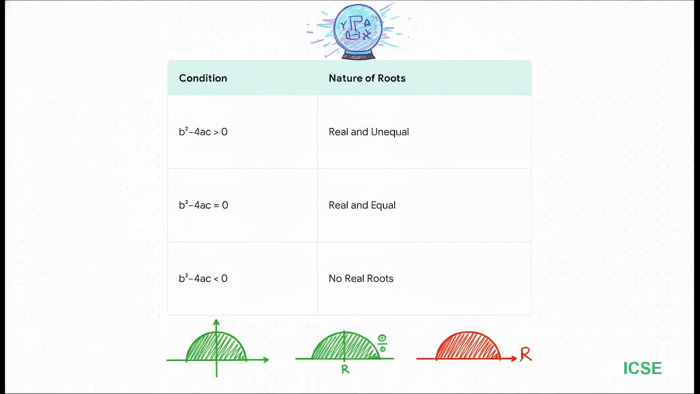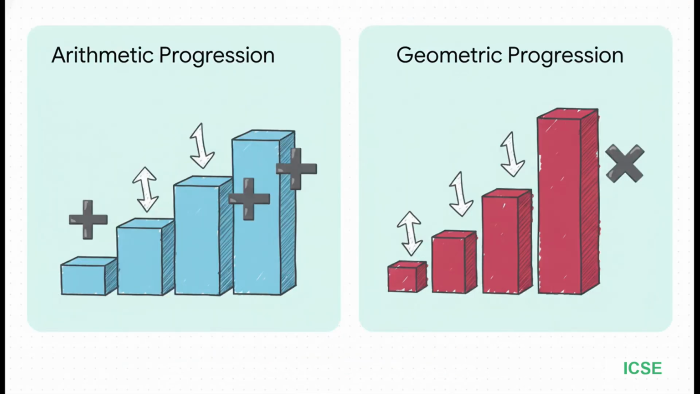If it's positive, you get 2 different real answers. If it's 0, you get 2 identical real answers. And if it's negative, no real roots. Easy peasy. Next up, progressions. So what's the real difference between AP and GP? It's super simple. In an arithmetic progression, you just keep adding the same number over and over. In a geometric progression, you keep multiplying by the same number. Adding versus multiplying, that's the whole game.